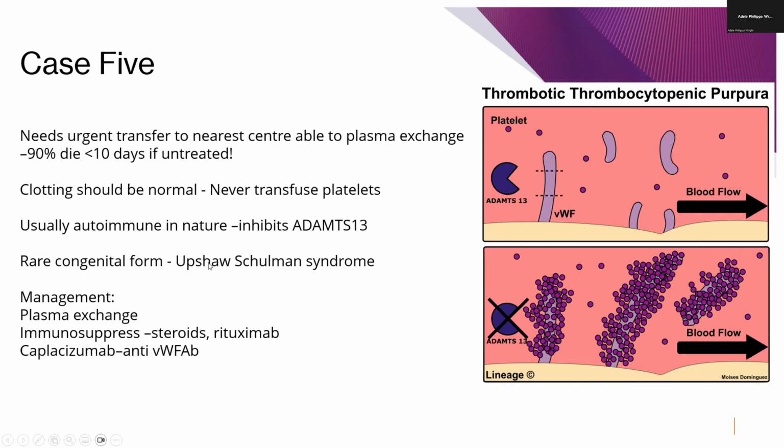There's a rare congenital form, which is a bit of a trivia question. I've only ever seen one patient with it, Upshaw-Schulman syndrome. Management is plasma exchange or immunosuppression with steroids. Rituximab can be added a bit later. And there's this special drug that we can never get access to, but can work if it comes back again.